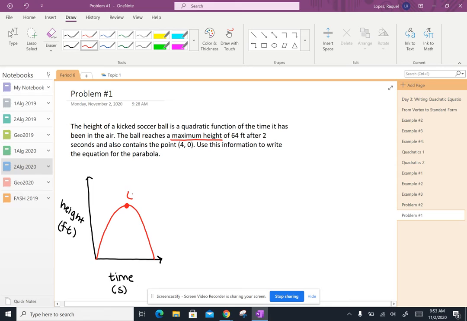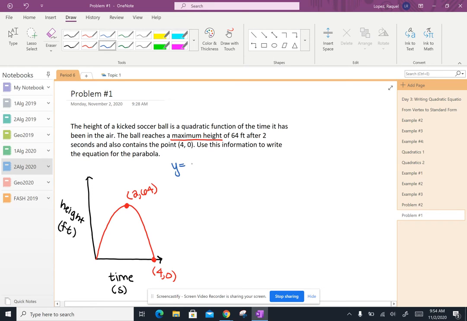So that means I know that the vertex is (2, 64). They're actually telling us what the vertex is in a not explicit way, because we're told after 2 seconds, so 2 is going to be our x value, the ball reaches a maximum height of 64 feet. So 64 is going to be our y value of our vertex. And it also contains the point (4, 0). So I'm going to go ahead and label that. So that tells me that after 4 seconds, the ball has a height of 0 feet, which means it's back on the ground.